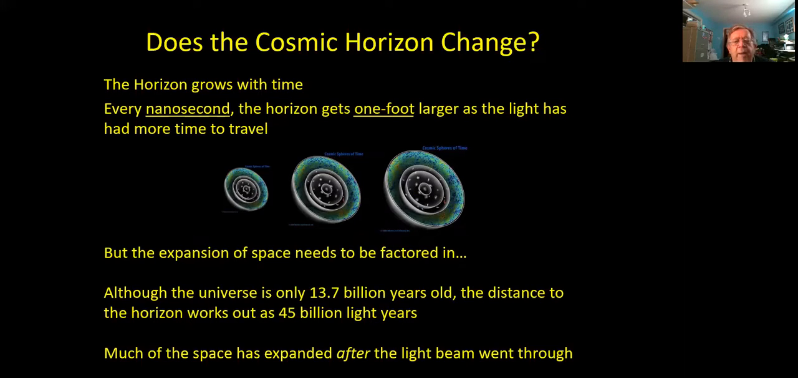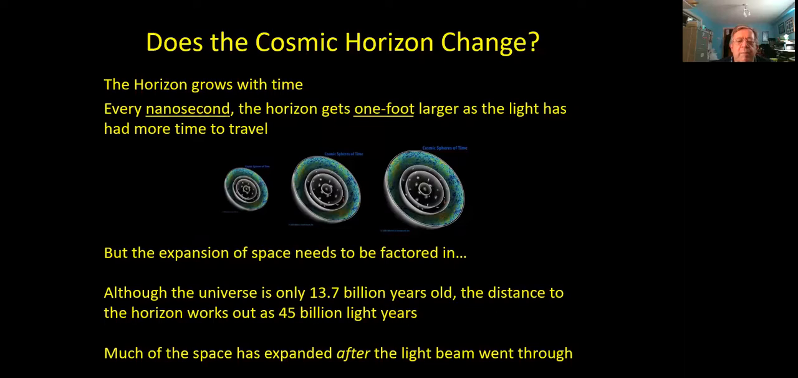Or it would do if it were not for the expansion factor of the universe, because as the universe is expanding, it is making the apparent distance that the light has to cross be larger. And I say apparent distance, and I've been very careful with my words, because although the universe is only 13.7 or 13.8 billion years old, the distance to that cosmic horizon now works out to be 45 billion light years. You'd think it would be 13.7 or 13.8, wouldn't you? But it's more than that.